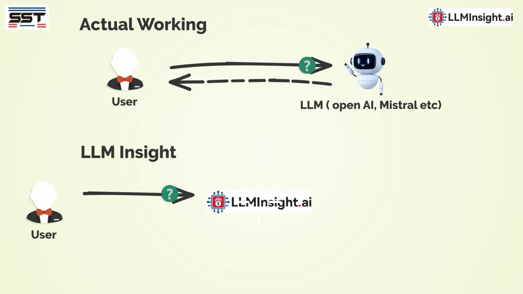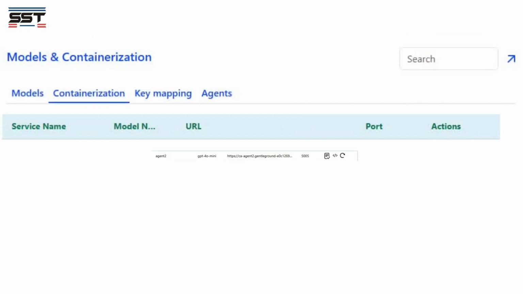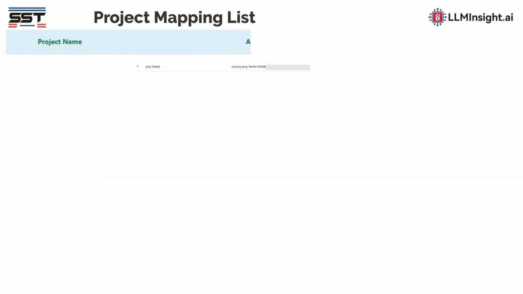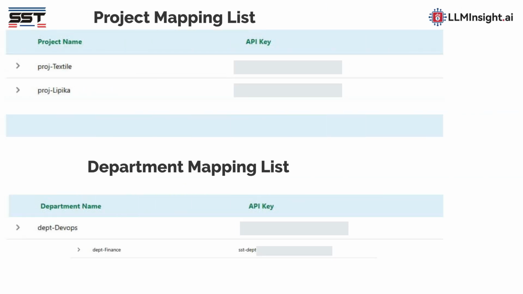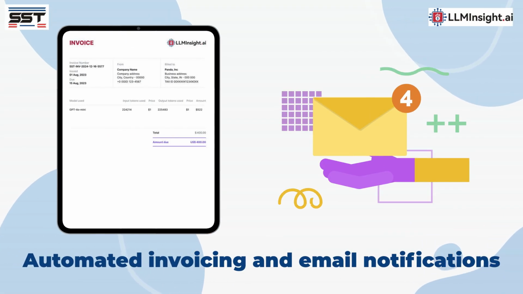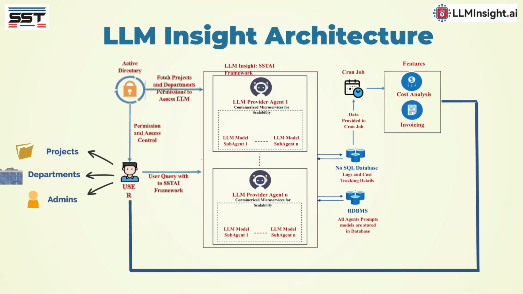Minuscule overhead time will be added to existing LLM transaction time. Scale LLM APIs easily using containerized services. Use unique keys for accurate project cost tracking. Automated invoicing and email notifications are sent to the respective projects, departments, and admins.